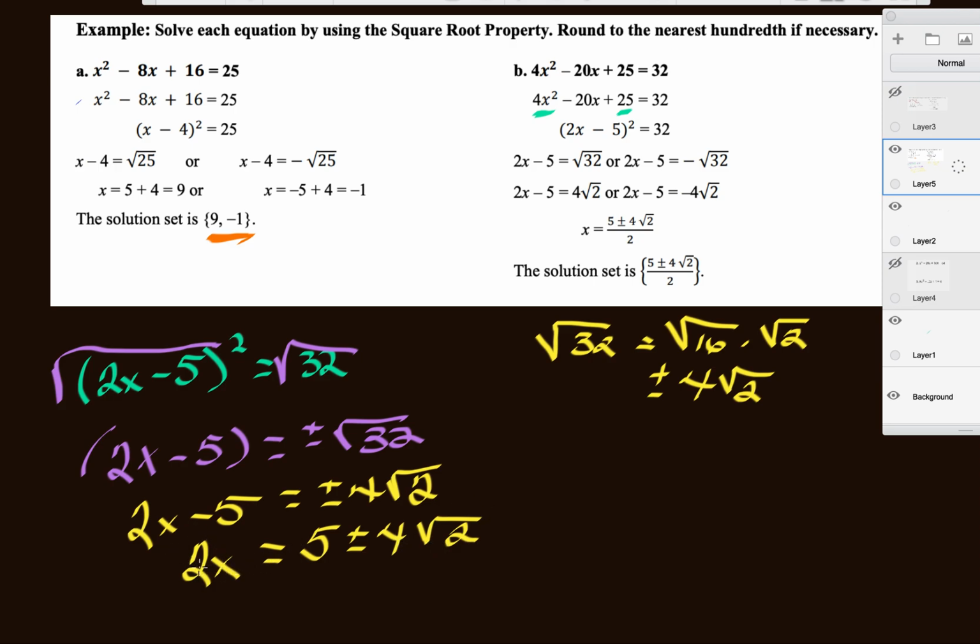So we still want to divide by 2 because we want to get x all by itself. So we divide both sides by 2, and we end up with x equals 5 plus or minus 4 square roots of 2, and the whole thing is divided by 2. And that's it, and that's how we got there. I'm going to move on now, and we're going to do a couple of examples that look like that.